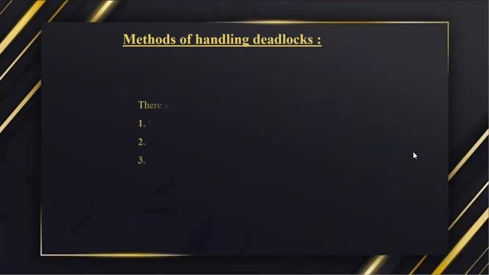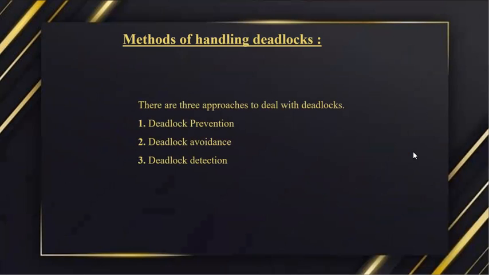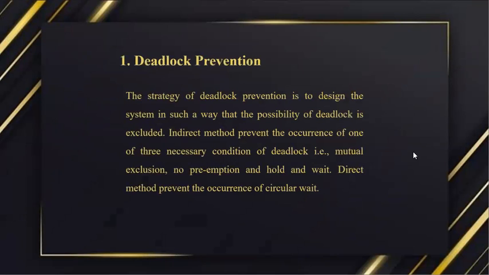Methods of handling deadlock. There are three approaches to deal with deadlock: deadlock prevention, deadlock avoidance, and deadlock detection. Deadlock prevention. The strategy of deadlock prevention is to design the system in such a way that the possibility of deadlock is excluded. Indirect methods prevent the appearance of one of the three necessary conditions of deadlock, that is, mutual exclusion, no preemption, and hold and wait. Direct methods prevent the appearance of circular wait.